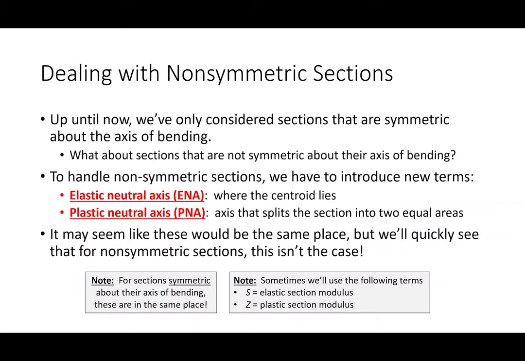The elastic neutral axis is where the centroid is. So if I have a shape, and I do sum of AY over sum of A, and I get a value, that's where the elastic neutral axis is. But the plastic neutral axis is where the area on top equals the area on the bottom. And for non-symmetric sections, those are not in the same place all the time. If you don't believe me, I'm going to have an example that shows you that. The first time you hear that, you go, wait, shouldn't that be in the same place? Not necessarily. It's a different mathematical expression.